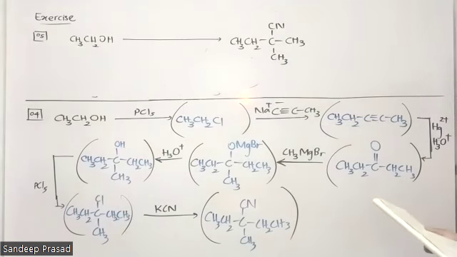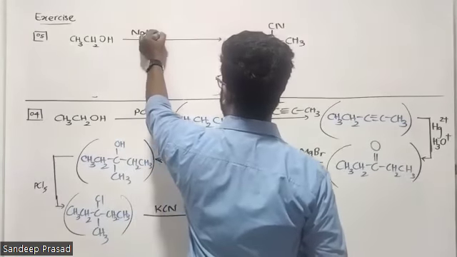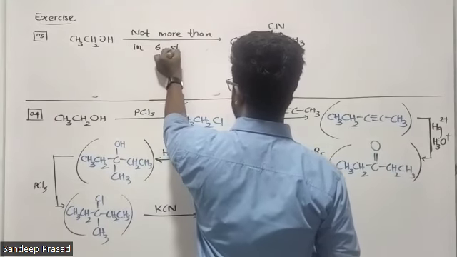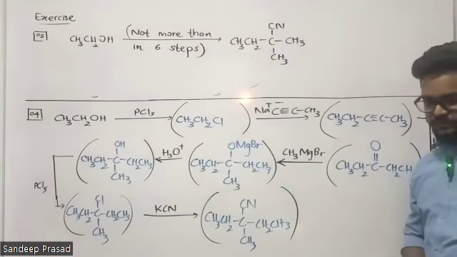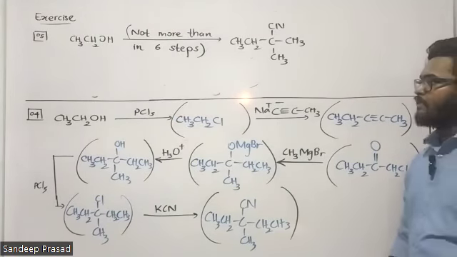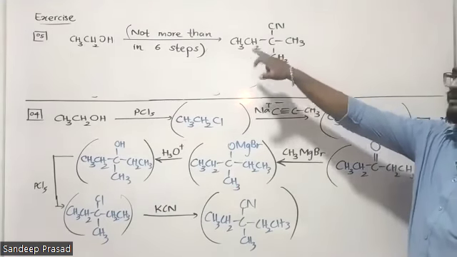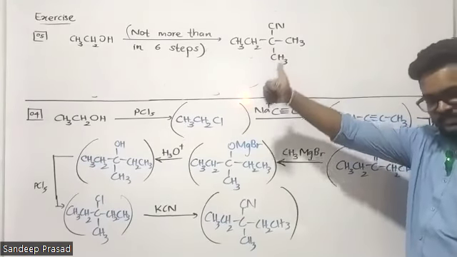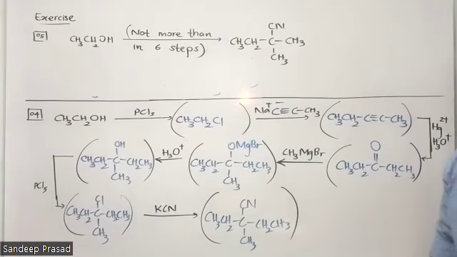Okay. For this, I'm going to give you 1, 2, 3, 4, 5, 6. Not more than 6 steps. Right? Quickly. Everyone try this. We have started from ethanol and we have to derive this cyanide compound. The maximum number of steps you can use to do this conversion is 6. Give it a try. You can do it.